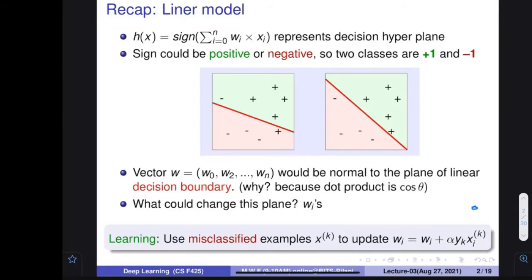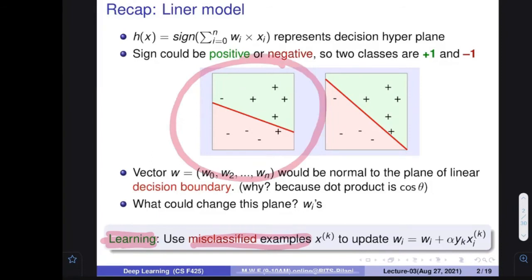And in the last class, I told you that we are going to utilize a specialized method, and that method is this: if you want to do learning, use the misclassified example. Let's assume that you are in this scenario and you want to reach this scenario. So who are the misclassified examples? These positives are okay, these negatives are okay. So this positive is the misclassified example. Use that misclassified example to update the values of w.